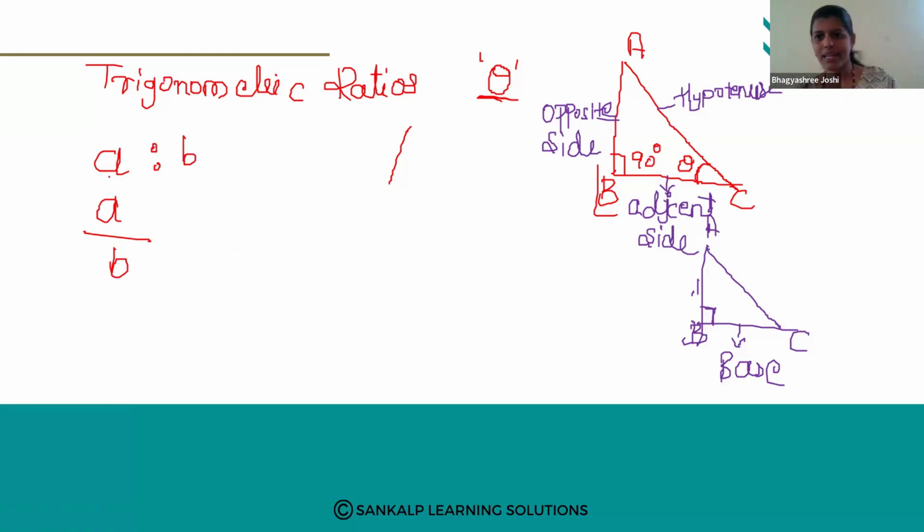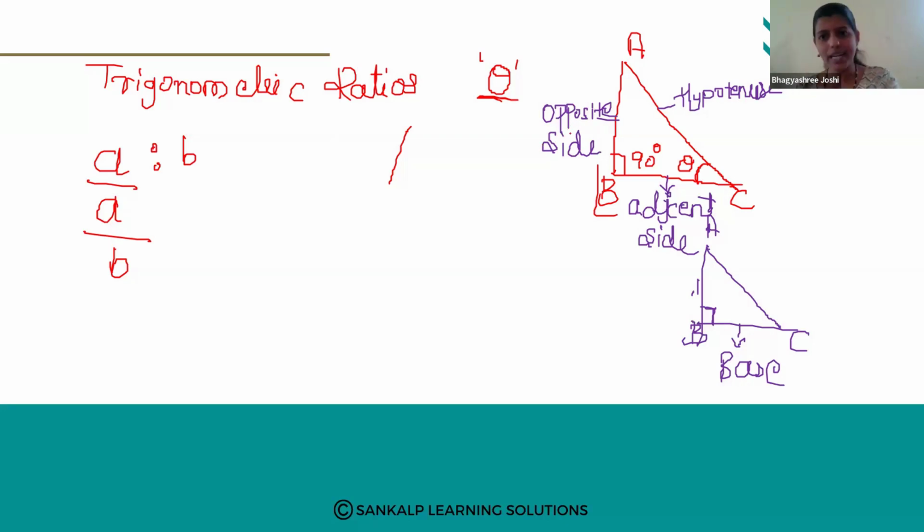A divided by B, you write it like that, right? So A is one quantity and B is one quantity. Here quantity means it is a side. So now we are comparing sides. How many sides are there? 3 sides are there. If we take 2 sides, for example, opposite side and hypotenuse.